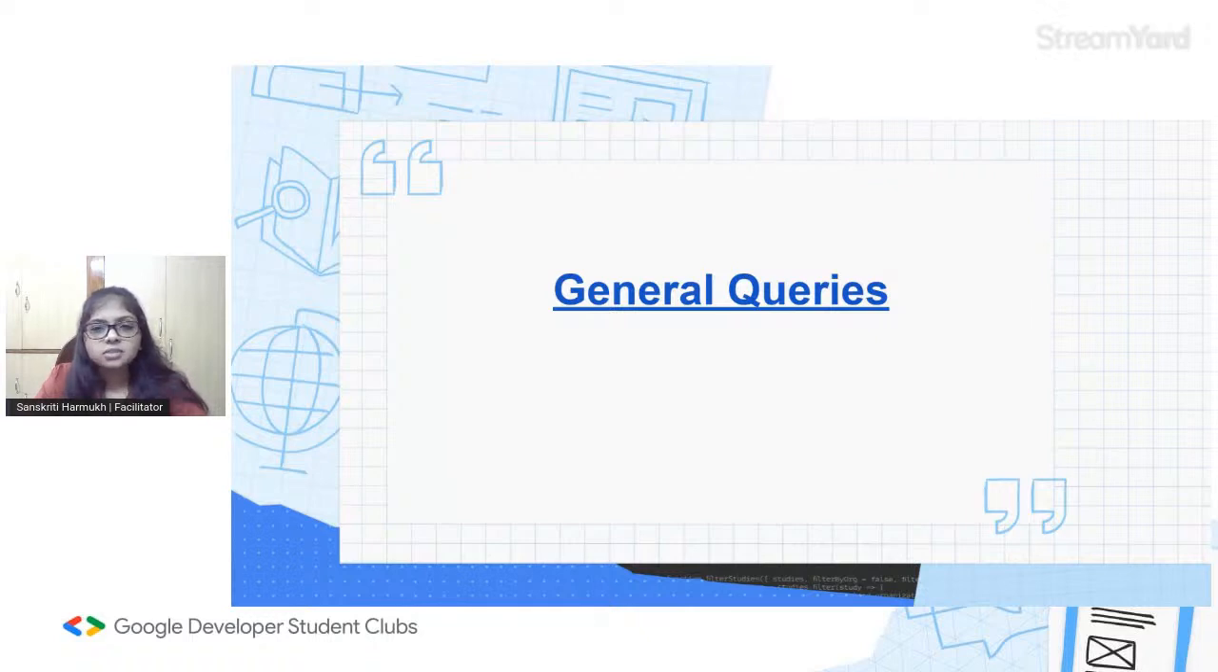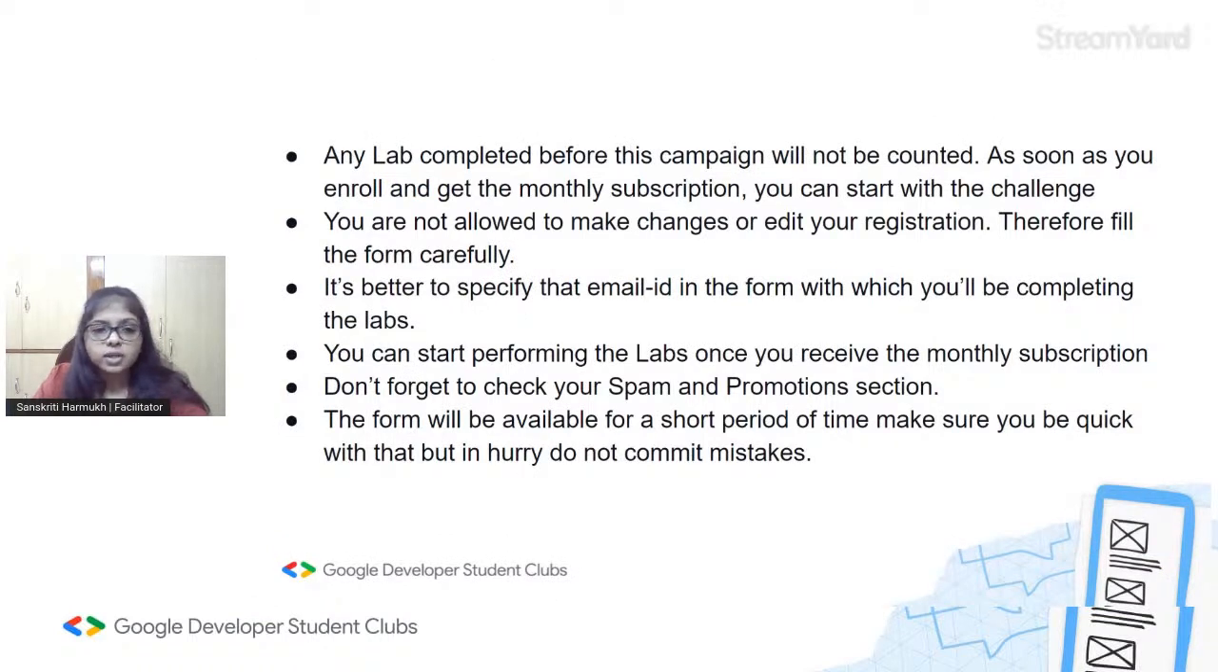Okay, now we'll be discussing some general queries that we come up with during the program or through the registration. So the first one is that any lab that is completed before the campaign will not be counted here. For example, you participated in the April May session, and you completed certain labs and achieved the milestones, received the goodies. Some of the tracks taken might have been present there too. So if you had completed those labs there, your account will not be tracked here for this program. You'll have to create a new account, which I've already discussed, and you'll have to redo those labs.